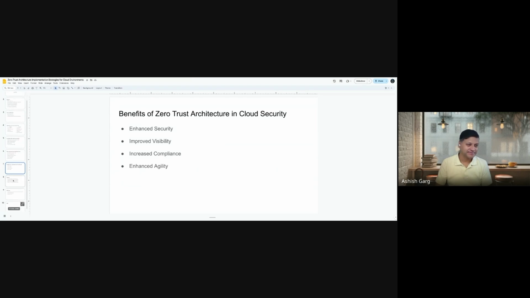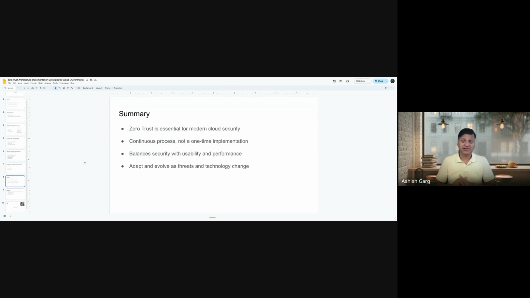Okay. So in summary, zero trust is essential for modern cloud security. I have managed multiple cloud environments, and I can tell you it's not easy. It's a process that requires a different kind of thinking. It's a process where stakeholder engagement and your top-level management approval is extremely crucial. You want them to sponsor it, right? You cannot go and change it engineer by engineer, device after device. It has to be a strategy at a higher level. Like I said, it's a continuous process, not a one-time implementation.